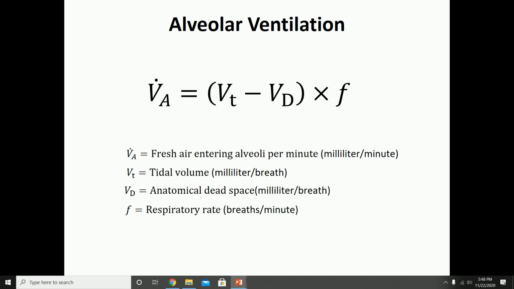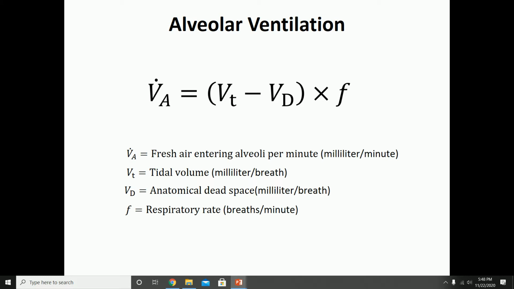So we've learned that when we breathe in, some of that air will be in the conduction pathway where there's no exchange of gas, while other parts of the air will actually reach the alveoli, and that's where the exchange of gas happens.